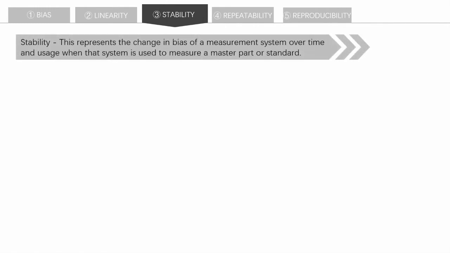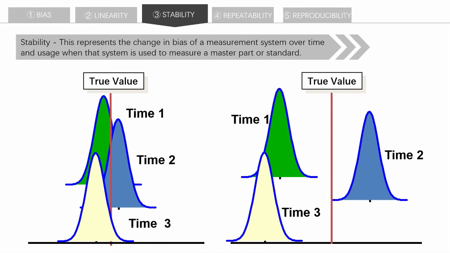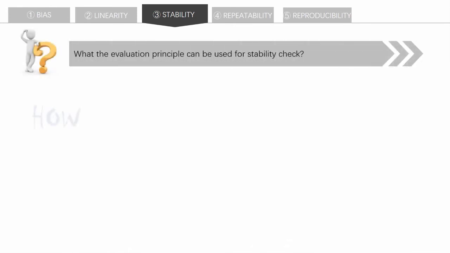Next, we talk about stability. Stability represents the change in bias of the measurement system over time and usage when that system is used to measure a master part or sample. We always see some presentations using these two charts to judge whether the measurement system is stable or not. What are the evaluation principles or Minitab tools that can be used for a stability check? First, about how to check stability.